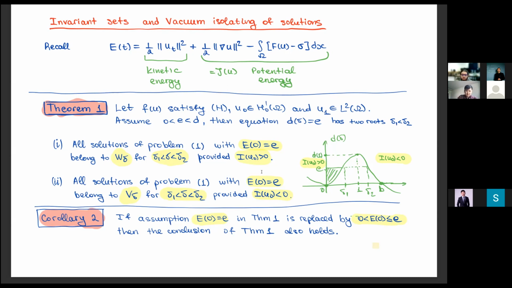So if we have this initial datum in a certain region, it will stay in this region. These are potential wells. You can see from here: if here we have E, then we have delta 1, delta 2, and if our initial condition lies inside this space, we will always stay here, or if it is here, it always stays in this region. And also, as a corollary, if in the assumption this term is replaced by this, the conclusion will be the same and also holds.